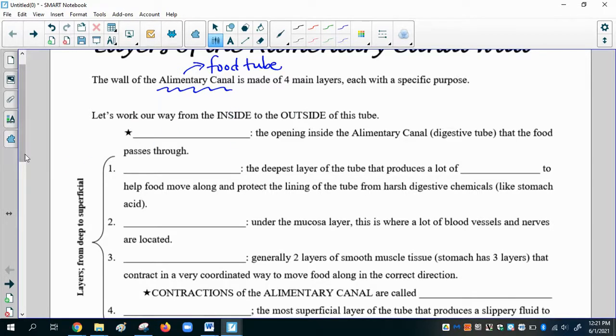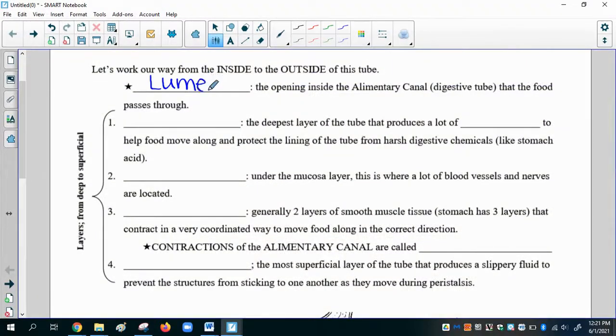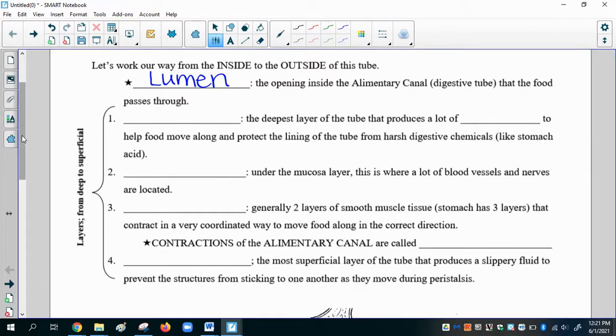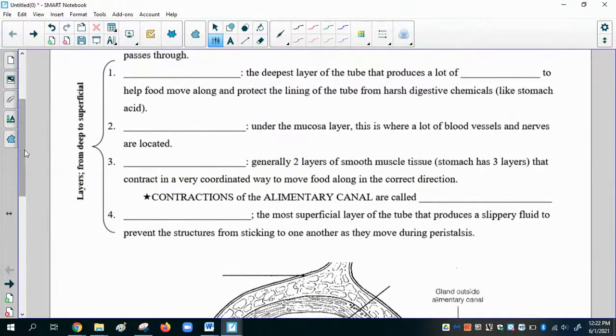First of all, we need to know what the opening is called. That is where your food is found. And that hole in the tube and the inside of the tube is known as the lumen. So put as your definition the opening inside the alimentary canal or digestive tube that the food passes through. So technically the lumen is the oral cavity, the space inside the pharynx, the space inside the esophagus, the space inside the stomach, etc. I'm not going to color the lumen. For the actual layers of the tube, I am going to color so you can see how it's layered.